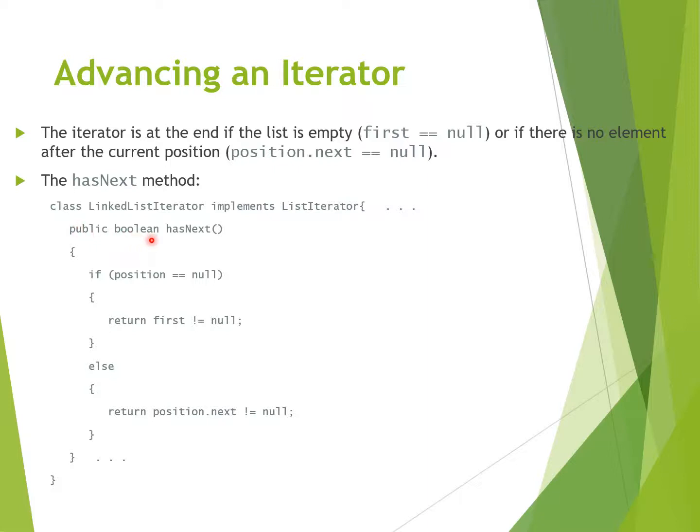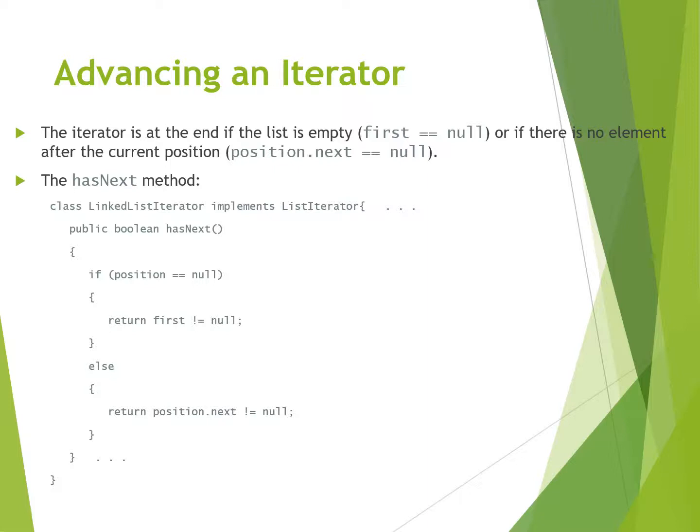It returns a boolean, either true or false. If the position is null, then you need to return first is not equal to null. So if the position is null, you need to check whether the list is empty or not. If the list is empty, you need to return false, and if the list is not empty, you need to return true. Why? Because if the list is empty, obviously there's no next, so you have to return false. If the list is not empty, you need to return true, because although position refers to null, the linked list has a next element, because we haven't called the next method yet. That's why position is null.